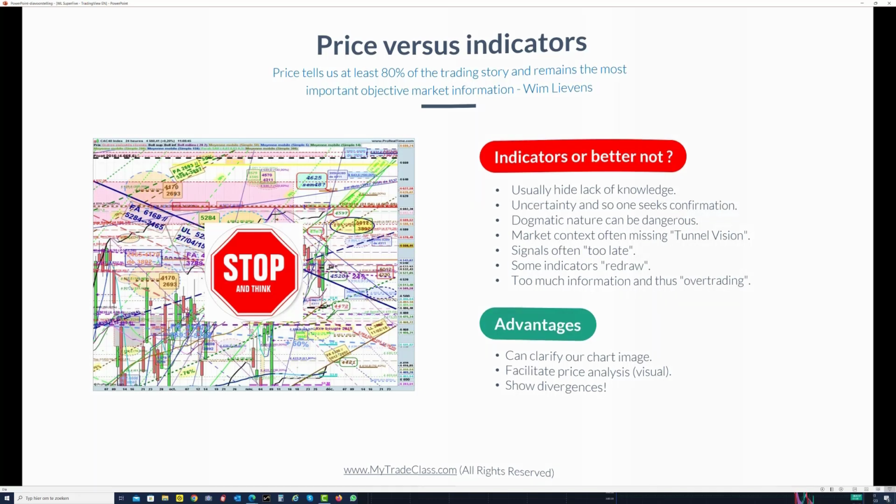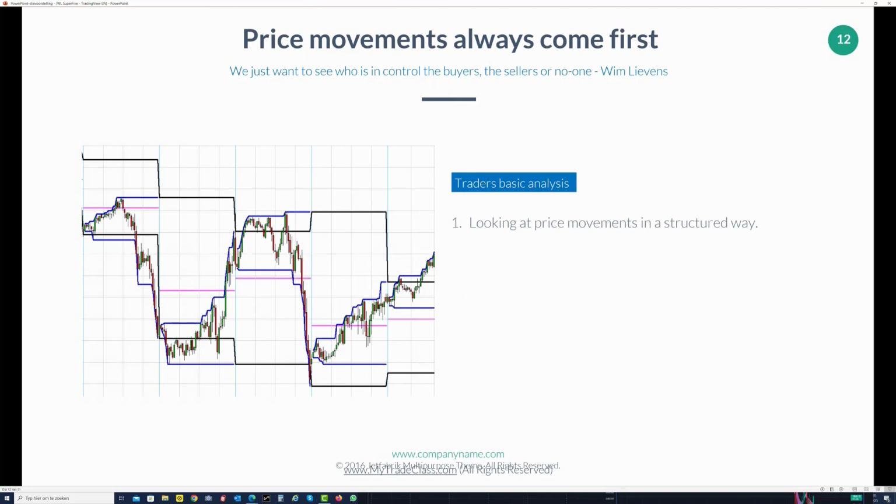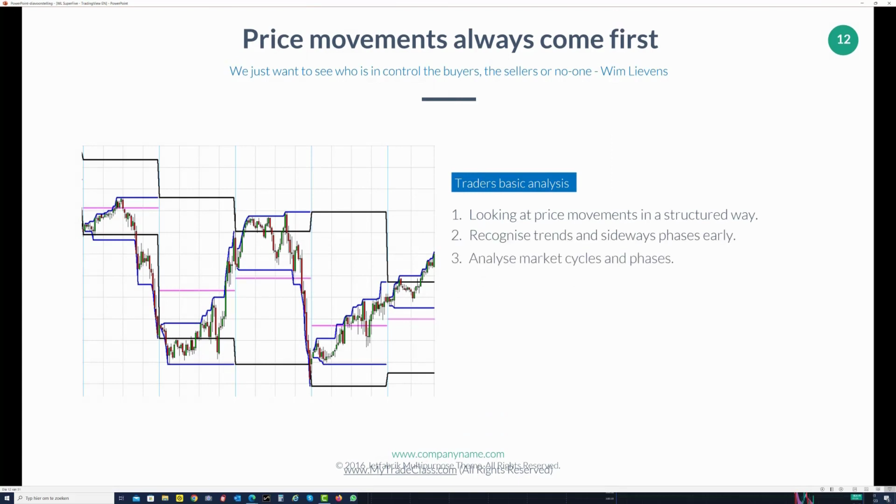And it's a simple ABC. It's really trying to look at price movements in a structured way to recognize directly, am I here in a trend or in a sideways market? What phase of the market am I in? What are these phases? Most people know this, but we don't always use it. What are the key price levels? What are the important levels? What do I use and what do I not use?